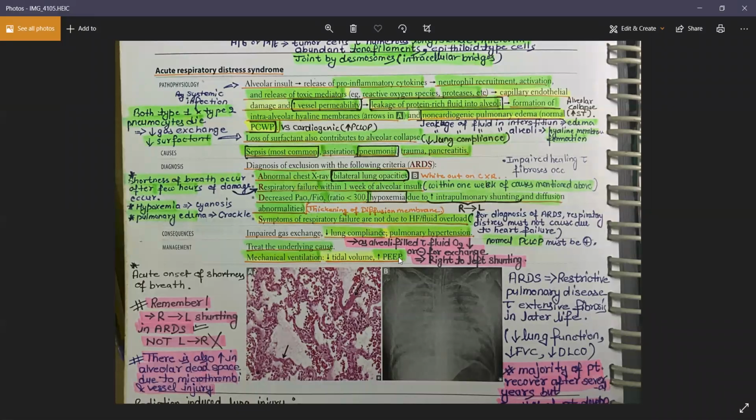The majority of the patients, because the stem cells are kind of preserved, will have a total recovery after the months, okay? It will take 2 to 3 months for the patient to recover, but after that the patient will have 100% recovery. But some patients can also get a permanent fibrosis in lungs after this ARDS.